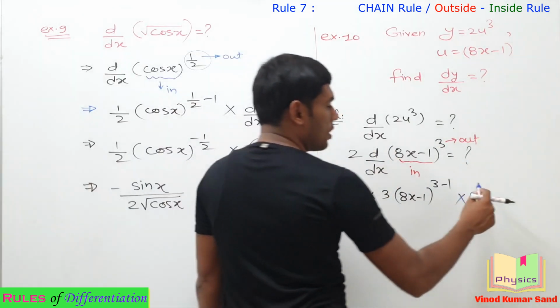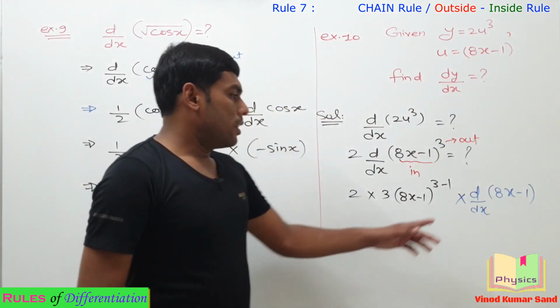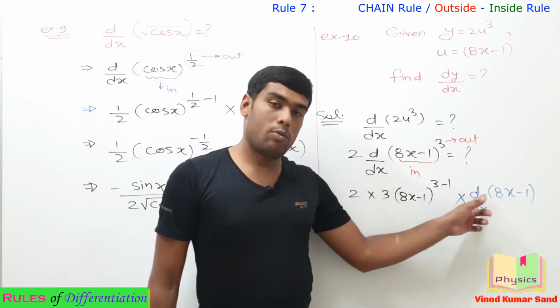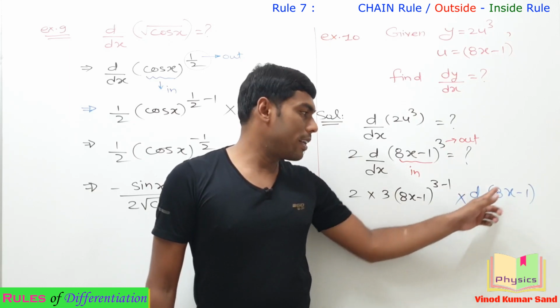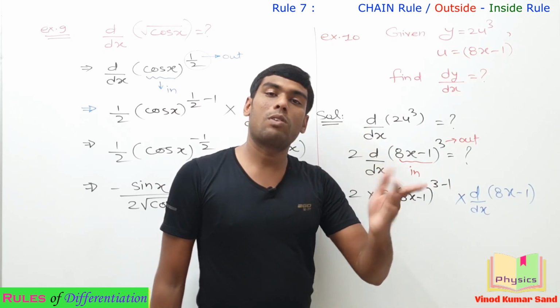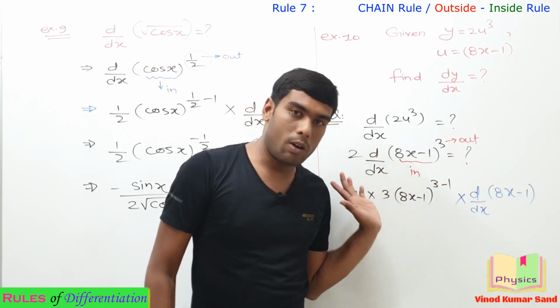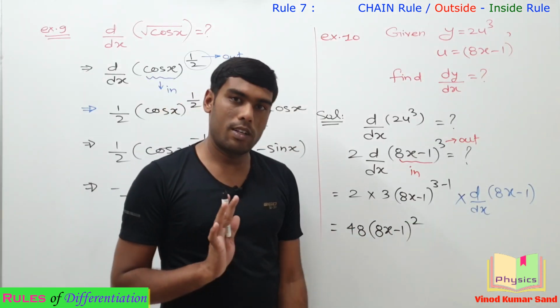The inside function is 8x minus 1. This differentiation is simple for us. We already know 8 is a constant which is in multiplication with the x, so it will be taken outside. D by dx of x will become 1 and differentiation of this minus 1 will become 0. So ultimately this entire calculation will give you 8 outside. This should be the final answer.